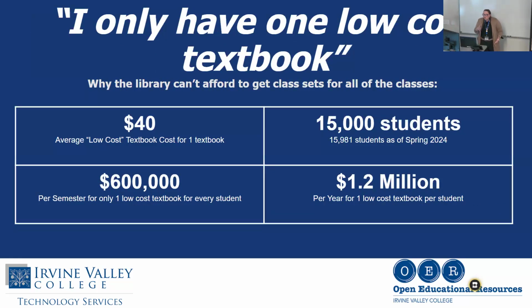Now, I have had people say, well, I only have a low-cost textbook. And I have students say, why can't we just buy more low-cost textbooks? So say a student has 4 courses and 3 of them are 100% OER, and they only have one $40 textbook. It's a low-cost textbook. They only have to pay for one. We have 15,000 students. We actually have more than that. But with 15,000 students, that one low-cost textbook is $600,000 per semester, $1.2 million a year for one textbook. So the reality is it's unsustainable in cost.